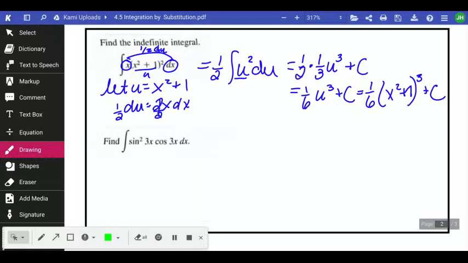Which, if you were to do this derivative, you'd have 3 times 1/6, so you'd have 1/2 x squared plus 1 squared, then times 2x, which would take care of the 1/2 that's at the beginning, leaving you with just that x. So it does work out when you do your derivative and balance it out.